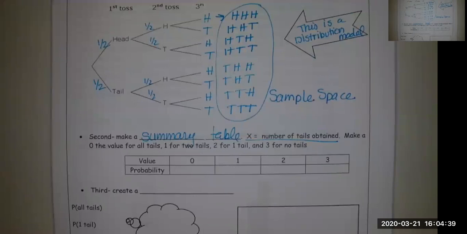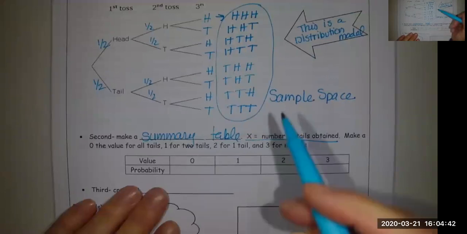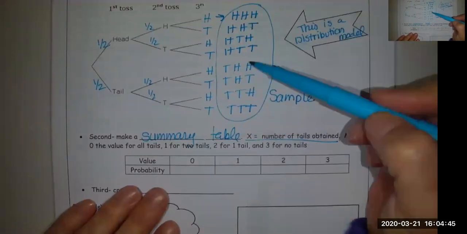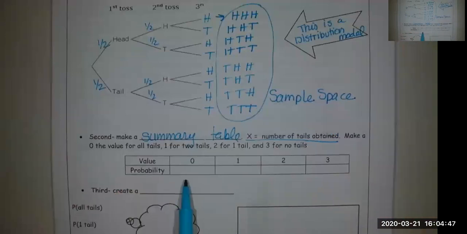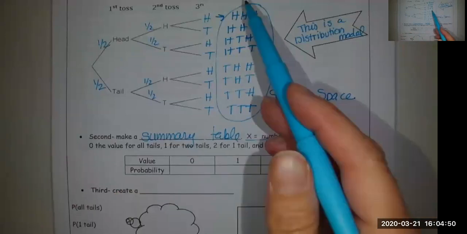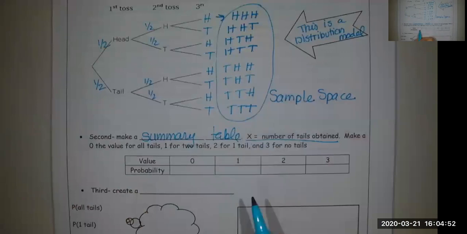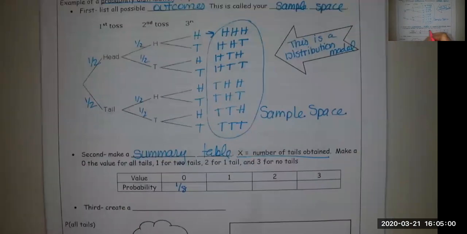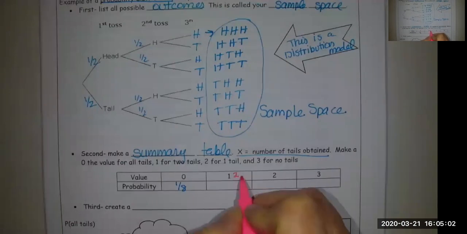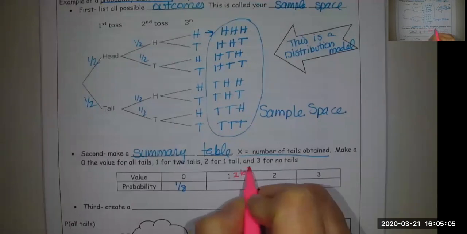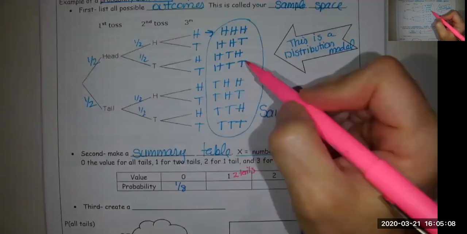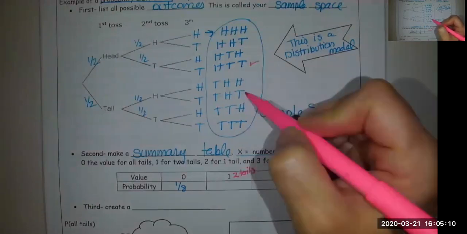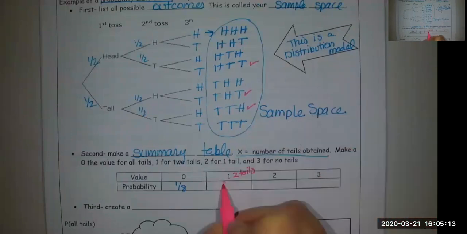First of all, how many outcomes are there? 1, 2, 3, 4, 5, 6, 7, 8. How many ways did we get all tails? 1 way, so that's 1 out of 8. How many ways did we get 2 tails? Or you could call it 1 head. We're going to call it 2 tails. There's 1, 2, 3, so 3 out of 8 had 2 tails.